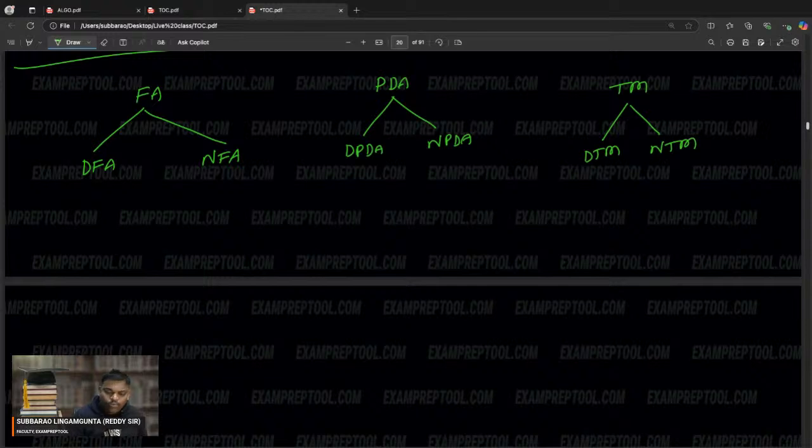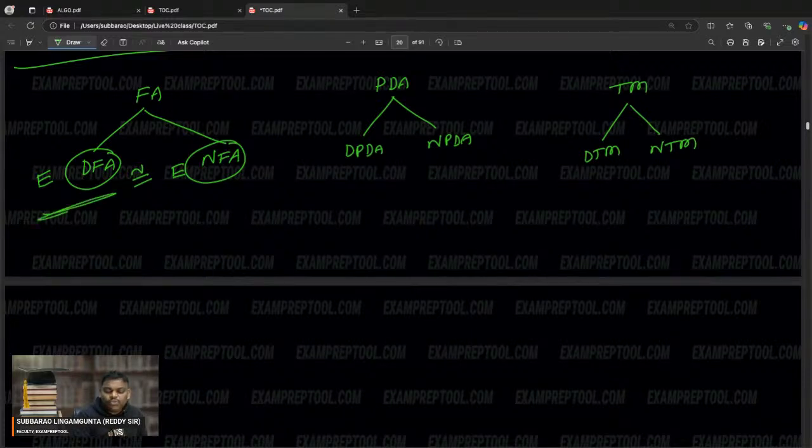And one more. Remember, for any formal language, DFA possible, NFA also possible. So in terms of expressive power, both are same. For any formal language, deterministic finite automata possible, non-deterministic finite automata also possible. They both are having same power.